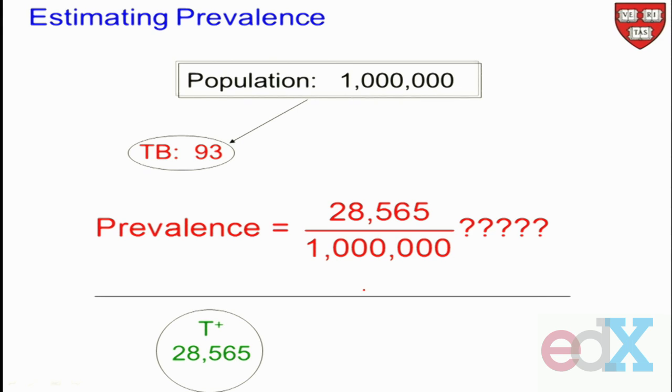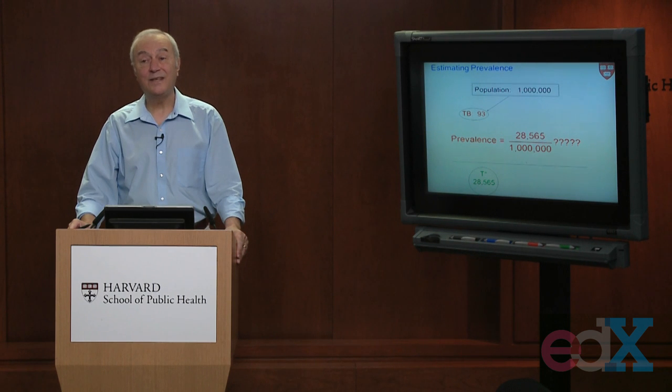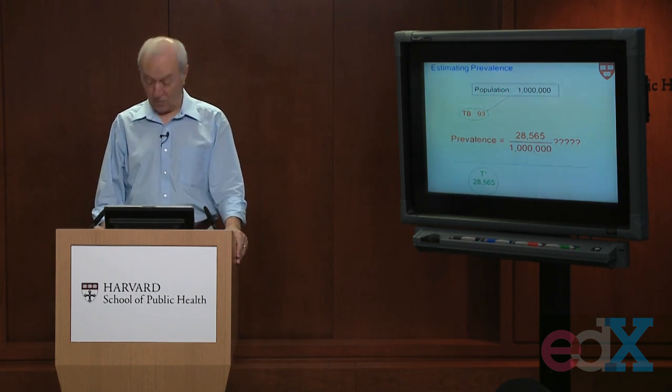Now, clearly, we would be way off here. Instead of 93, we've got 28,565. So we're off by a factor of what, 300 or something like that. That is not the best thing we can do. So what can we do?